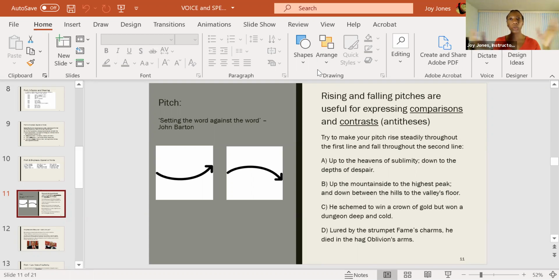So we're setting up those two. We intellectually know they're different, but we're distinguishing them, making them distinct by pitch in that moment. And then, of course, if you had favorites, as it said here, up to the heavens of sublimity versus depths of despair. If you also wanted to disparage something, you could say, oh, well, such and such is great, so and so not so much. You could do it in that case as well. All right.